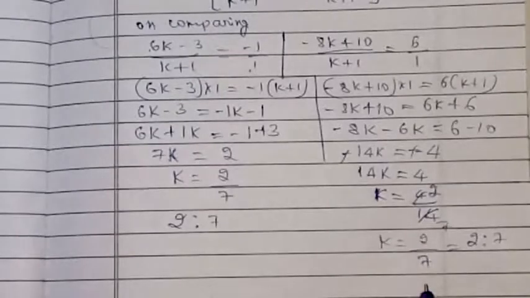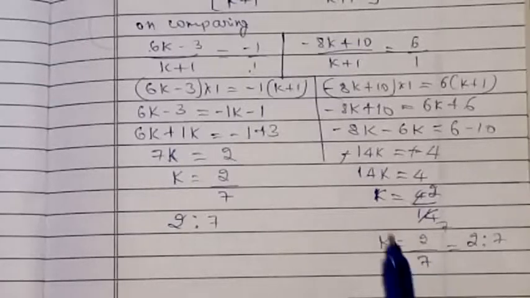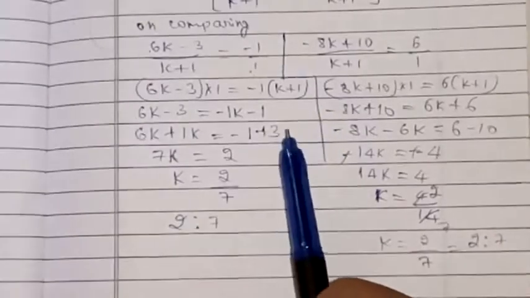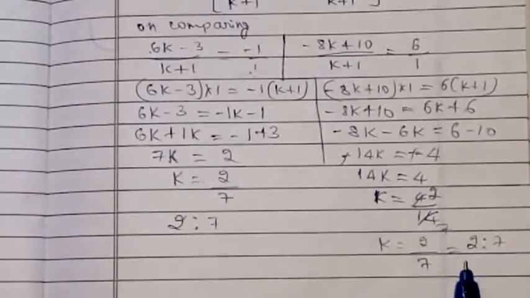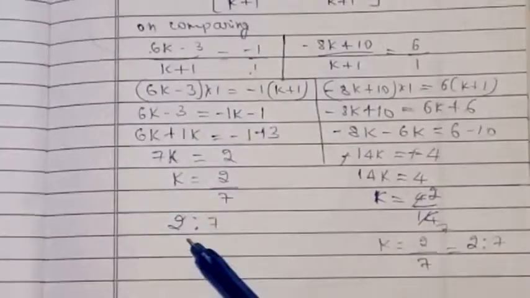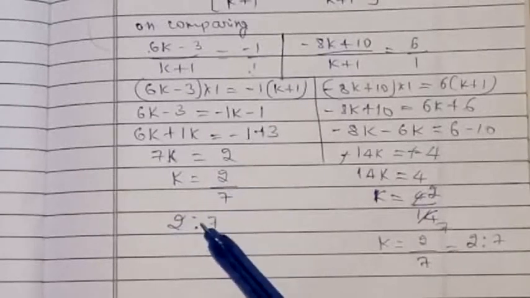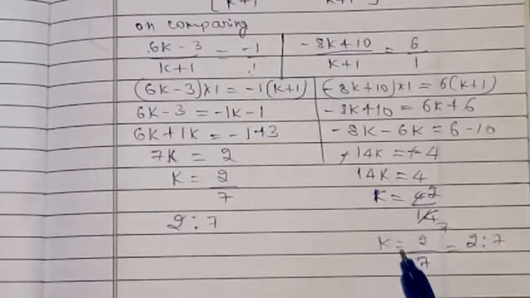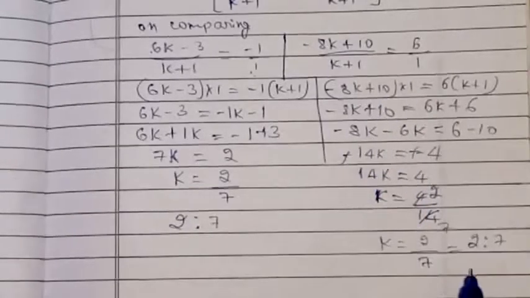Right children? So what is the meaning of this? The point minus 1, 6 divides the line segment joining the points A of minus 3, 10 and B of 6, minus 10 in the ratio 2:7. Now here you can find the ratio by taking only one coordinate, the x coordinates. That's enough. If you want to verify, you can take the y coordinates and simplify it. Now what is the ratio? The ratio is 2:7.